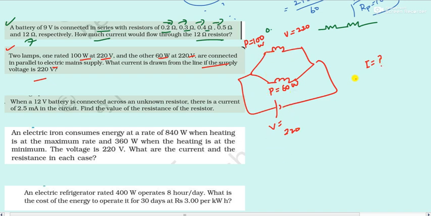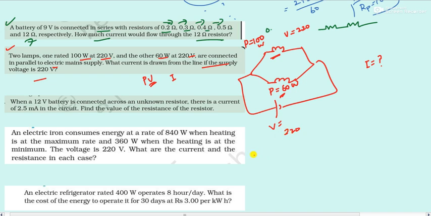So how are you going to do it? You know that in a parallel connection, voltage is the same, but I is different. So you have to just find I separately and then add them. That's all. Correct?